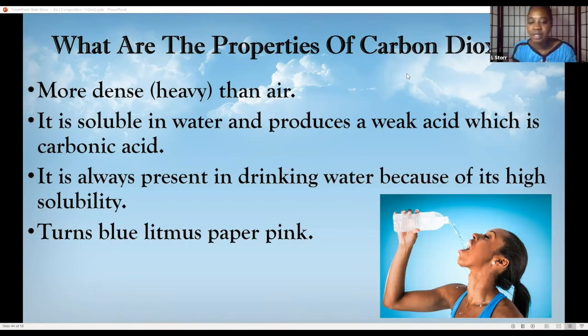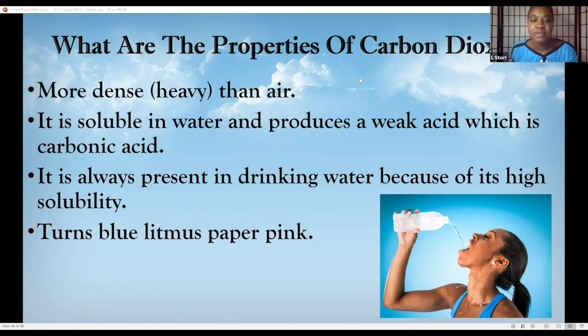Now, yesterday we learned about litmus papers. What happens with carbon dioxide? Because it is a weak acid, it turns a blue litmus paper pink, which shows that there are some acidic conditions present. That is the password for yesterday's recording. I'm not sure if it's going to be the same for all.